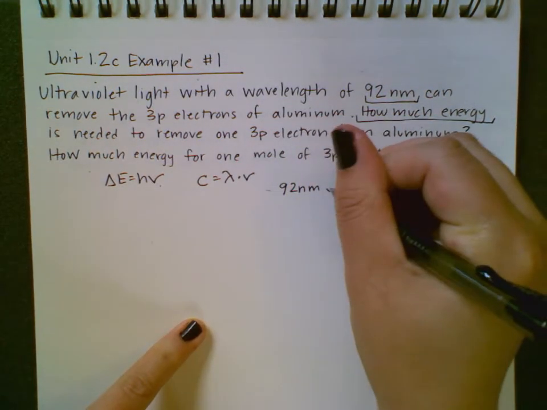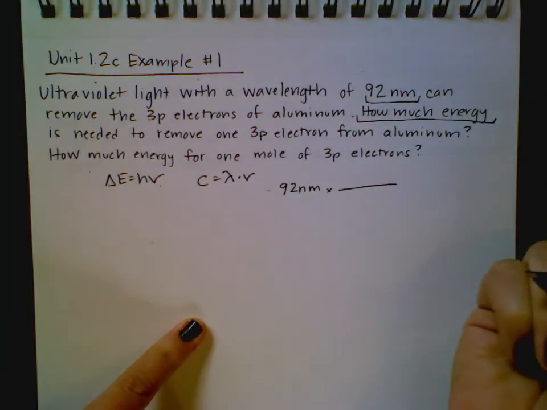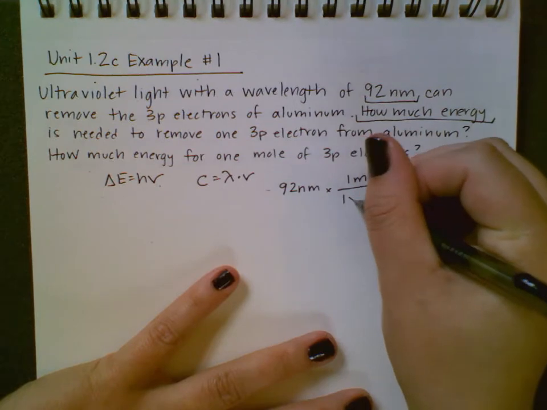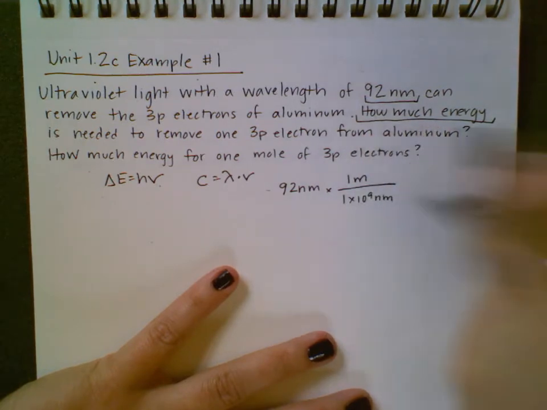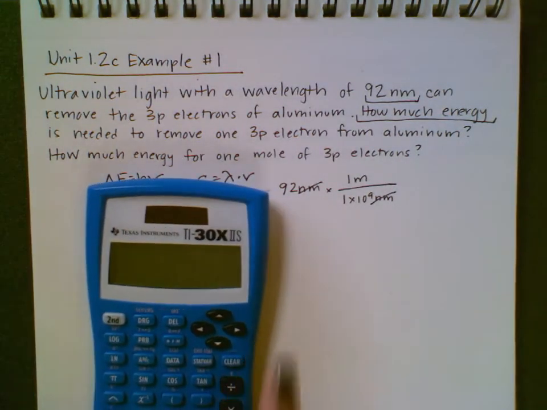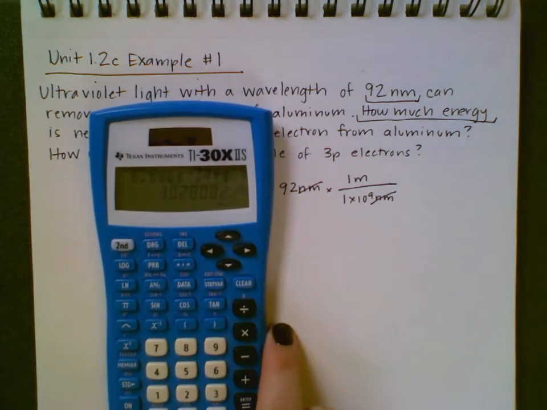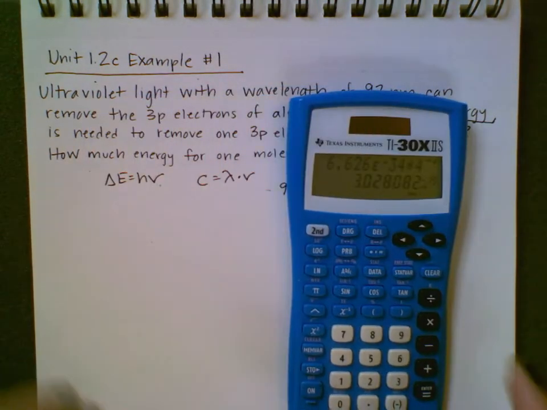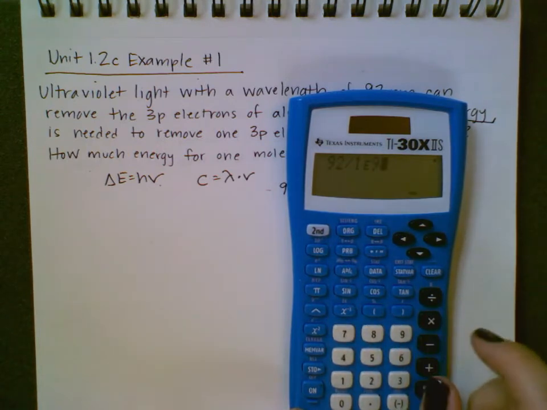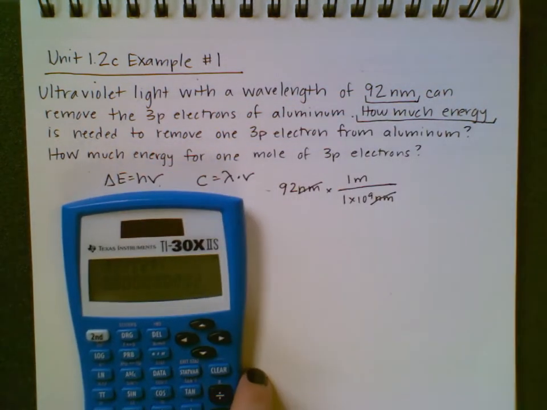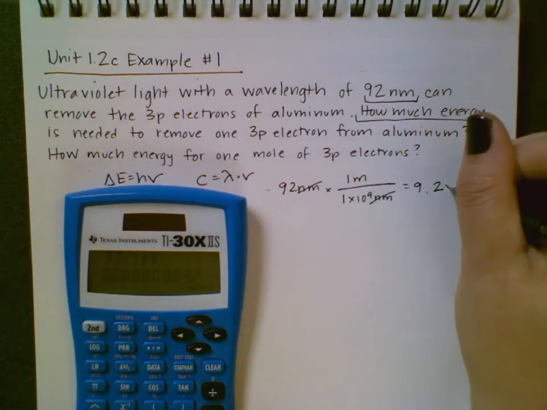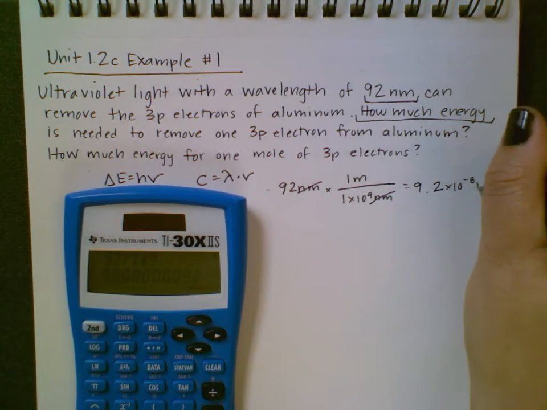92 nanometers. There are 1 times 10 to the 9th nanometers in a meter, 1 meter on the top, 1 times 10 to the 9th nanometers on the bottom. So that cancels out. Then let's check our math. So we are going to end up with 9.2 times 10 to the negative 8th meters.